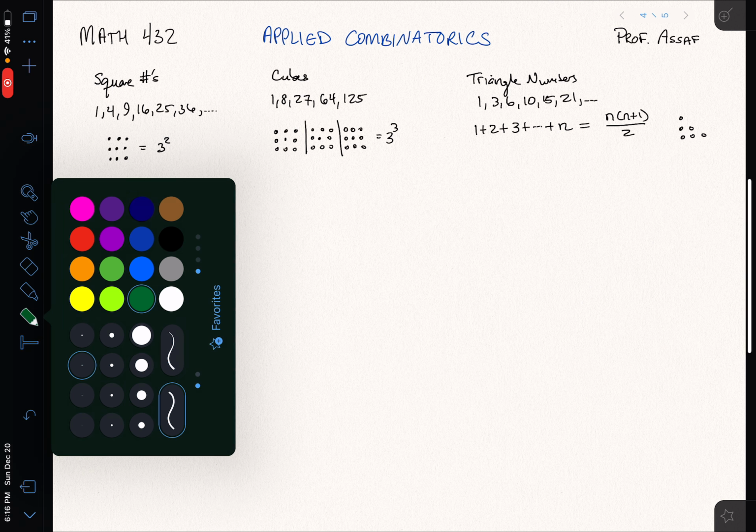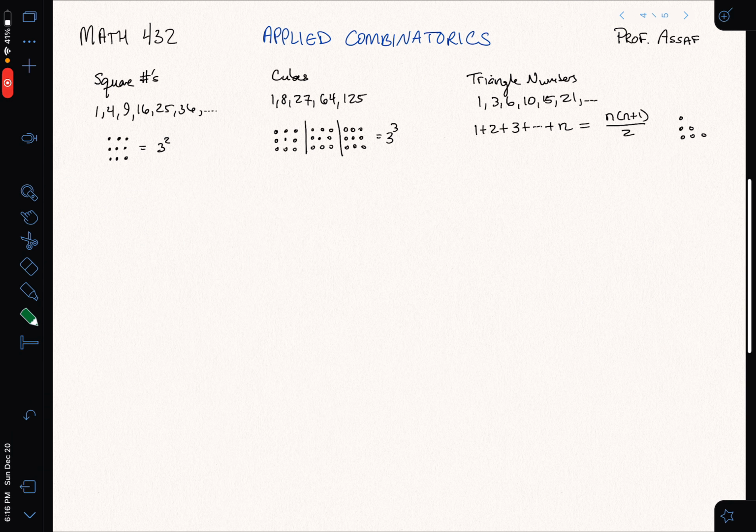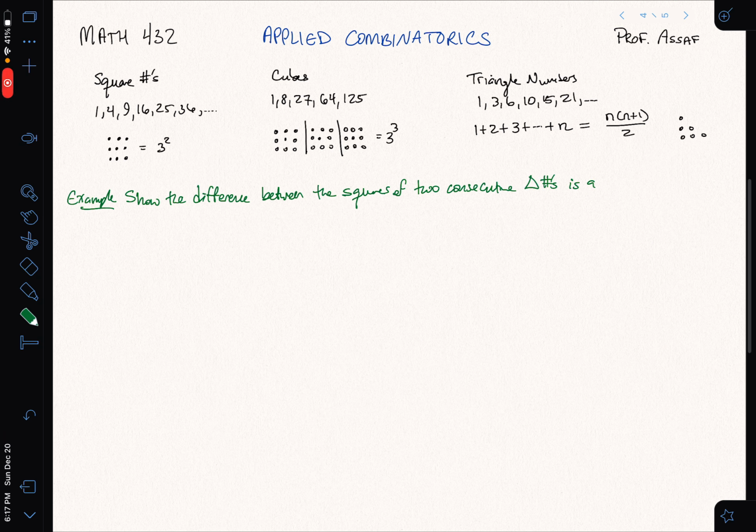Okay, so what's the problem that we want to really think about here? I'm going to combine all of these concepts into one problem. So here's our problem. What we want to do is show the difference. Now, whenever we're doing combinatorics, differences can be really interesting. Negative numbers are interesting to try to make combinatorial. The difference between the squares of 2 consecutive triangle numbers is a cube. Okay, there's our statement. That's kind of a surprising statement, I think.